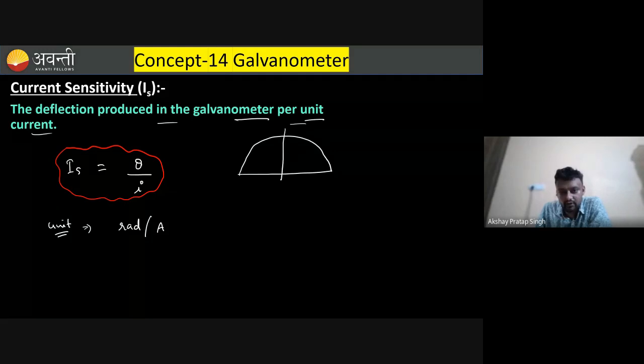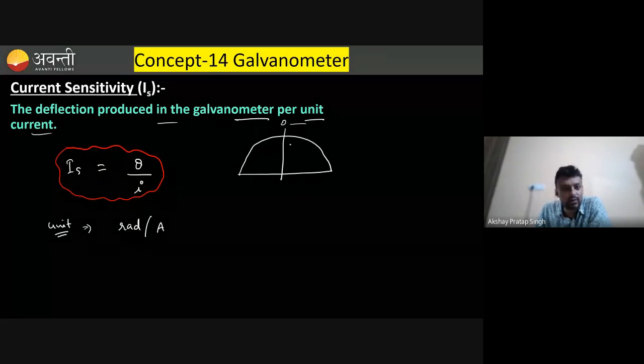Hope you have seen it in your school. This is a galvanometer. This is the 0 mark. This is 1. This is 2. This is 3. And there are certain divisions in them like this.